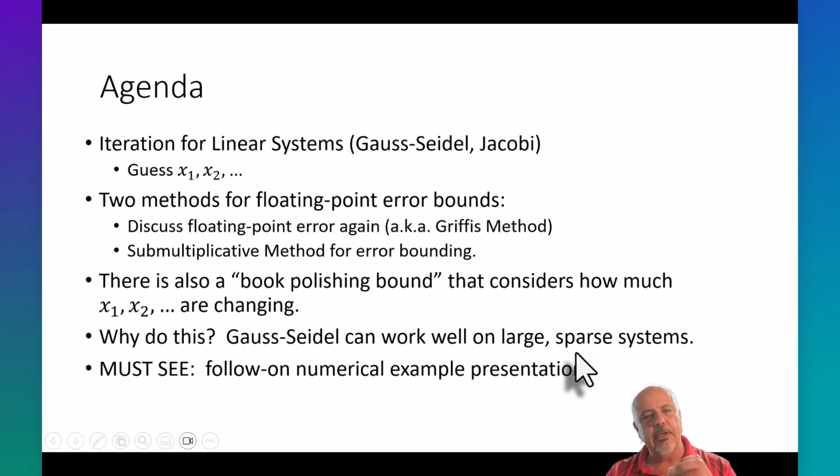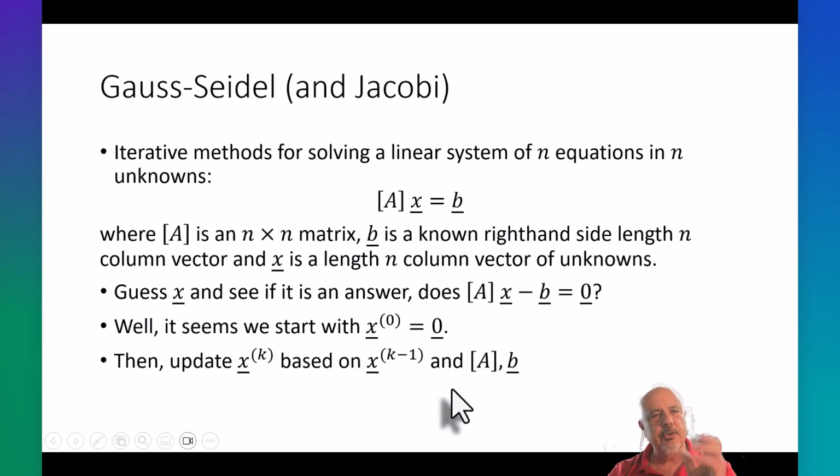Don't forget to look at the follow-on numerical example after this theoretical discussion. Okay, so we're going to do an iterative method. We're going to iterate on the equation Ax equals b. A is a square matrix, n by n, and x is an n by 1 column vector of unknowns, and b is an n by 1 column vector of knowns. So we're going to be guessing x to see if Ax minus b equals 0.